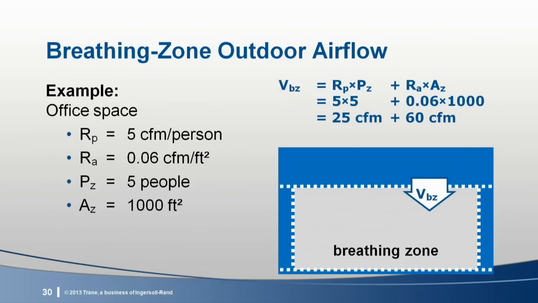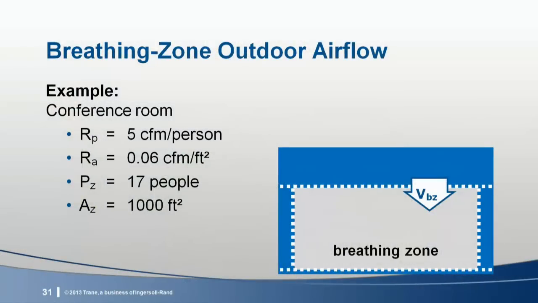Plugging these 4 numbers into the equation, we find that the standard requires 25 CFM of outdoor air to dilute the people-related sources plus 60 CFM to dilute the building-related sources. So in total, the zone requires 85 CFM of outdoor air delivered to the breathing zone. Let's look at one more example.